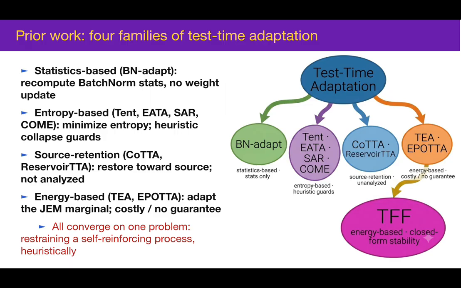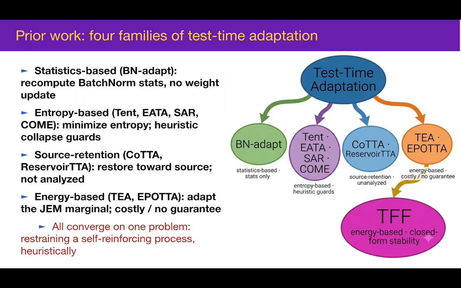So before presenting my method, I would like to show what has already been done. There are basically four families of methods here. The first one, BatchNorm adapt. It refreshes the BatchNorm statistics. So BatchNorm is actually like a layer inside the network that normalizes the data, and this method updates its numbers for the new data. So it's simple, but it doesn't really learn anything, and there is no weight update also.